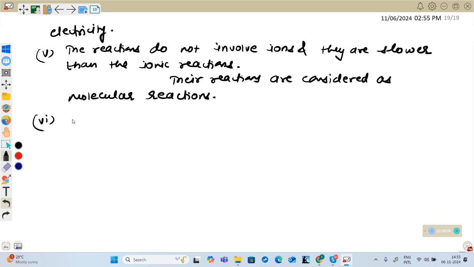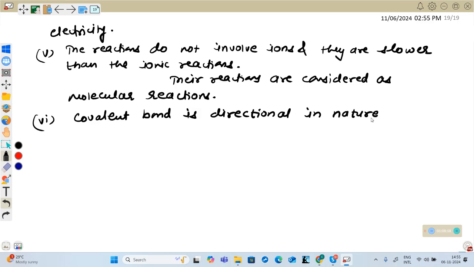Now, the covalent bond is directional in nature. Due to this reason, they show isomerism.